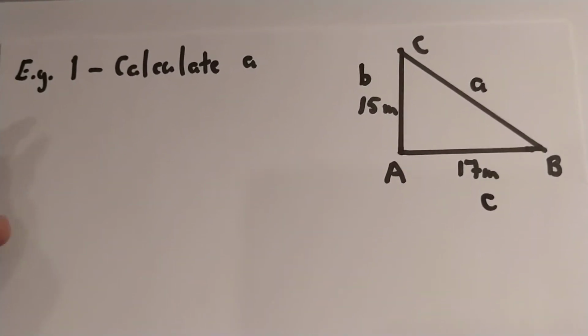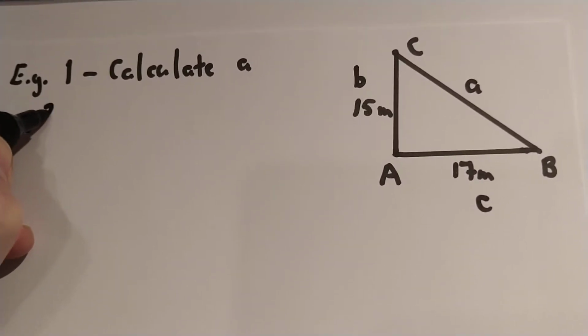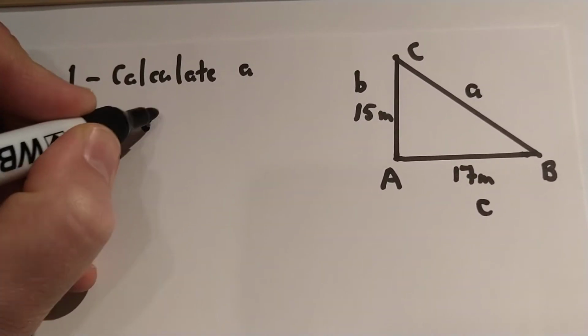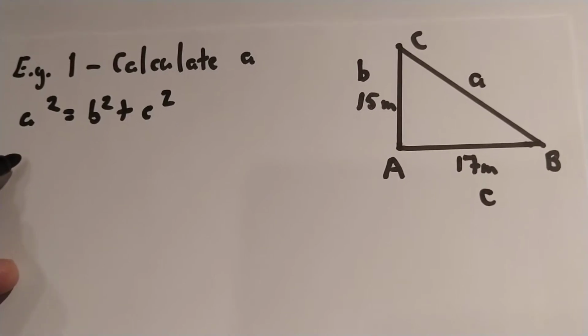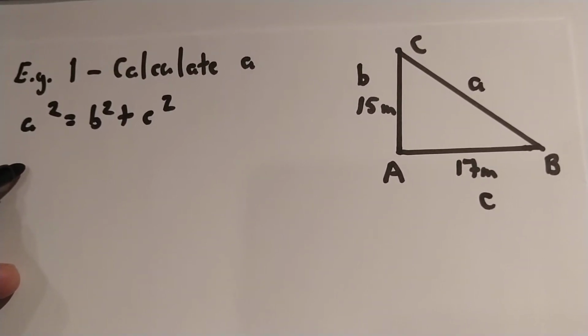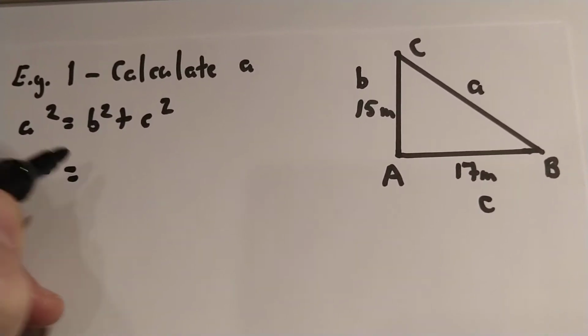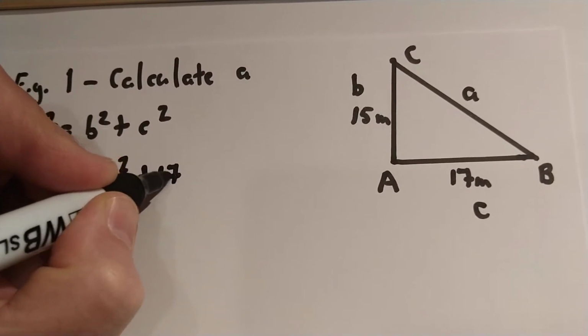You might write for your first line on here, that means from Pythagoras, a squared equals b squared plus c squared. Looks like a nice straightforward Pythagoras calculation. Even if you did not write that line, you would certainly write this line because this line shows you know what you're doing and gives you marks in an exam. A squared equals 15 squared plus 17 squared.